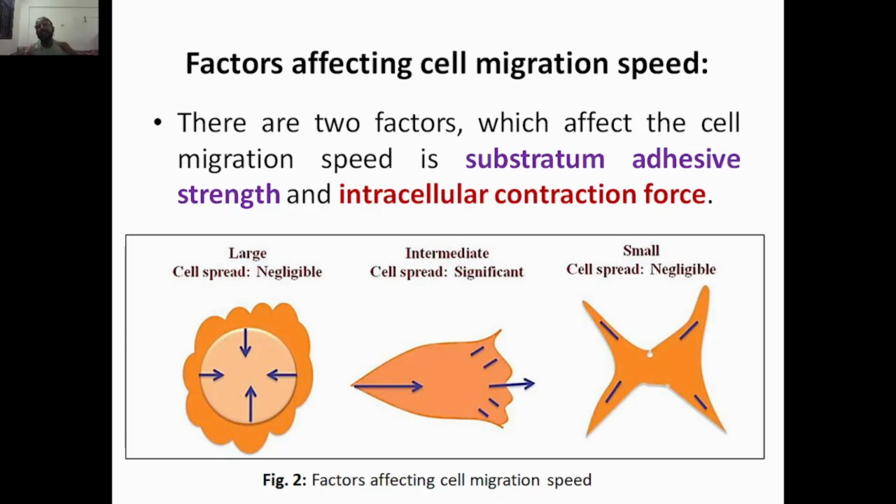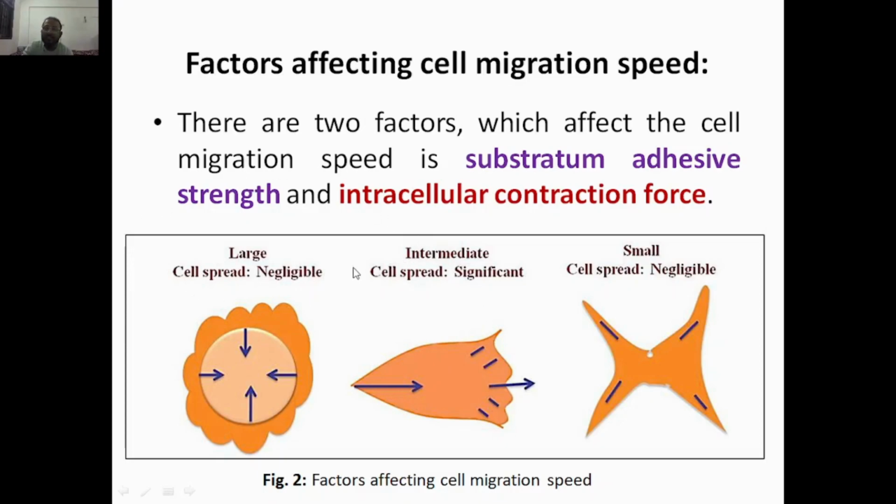Intracellular contraction force, how exactly the contraction force is there inside the cells, understanding these two factors. These two factors have to be intermediate. That means the adhesion should not be too much and contraction force should not be too much, understanding. When both the factors are intermediate, or you can say both are optimum, not too low or not too high, then cell spread will be significant. This is how the cell spreading can be seen.